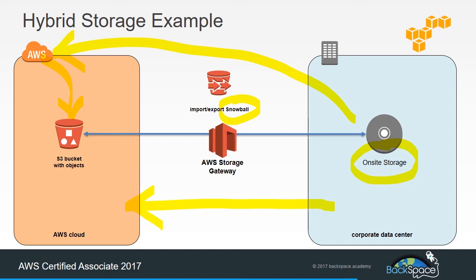So to do that, if it is again going to be large amounts of data that we're transferring, we need to have a high-speed link between our corporate data center and the AWS cloud. And that is where the AWS Storage Gateway comes in, and that provides that high-speed link to a corporate data center and our AWS cloud.